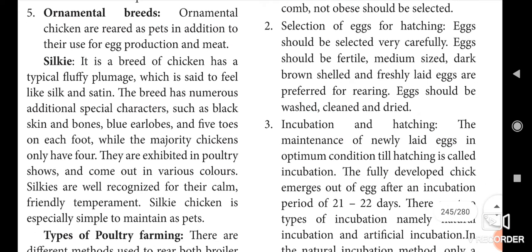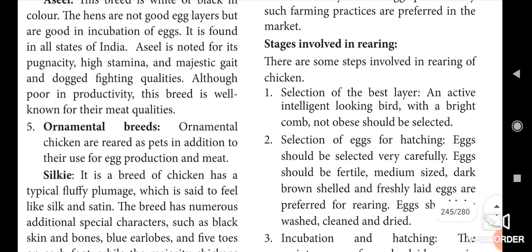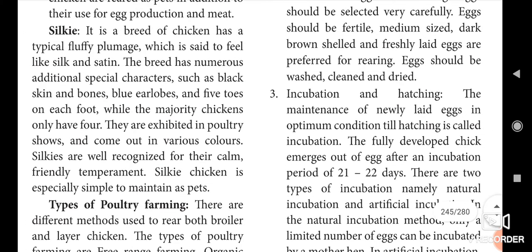Next, incubation and hatching. First we have to select the best layer of chicken. Next we have to select the egg. Now we have already selected the egg. Now this is the period for incubation, and then hatching the egg. The maintenance of newly laid egg in optimum condition till hatching is called incubation. We have to maintain that egg at one particular temperature, that is called incubation.